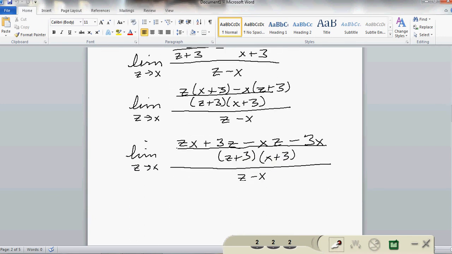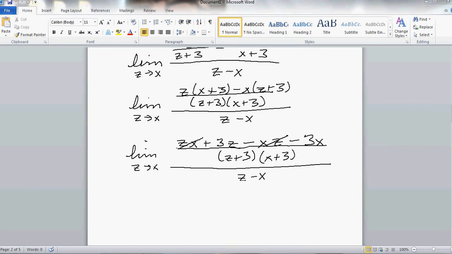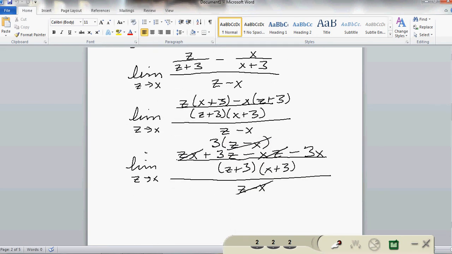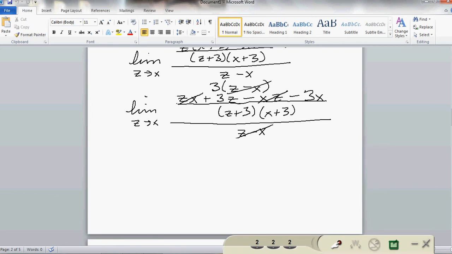Now, I mess with a couple of these things. For example, zx minus xz cancel each other out. And here I have 3z minus 3x. Well, I'm just going to pull out a 3. Now, why did I pull out 3 rather than negative 3? Because I want z minus x, which is what I'm going to get exactly if I pull out a positive 3. So 3 times z minus x, which will now allow me to take z minus x over z minus x and cancel those out. So with that in mind, I'm left with 3 over z plus 3, x plus 3.